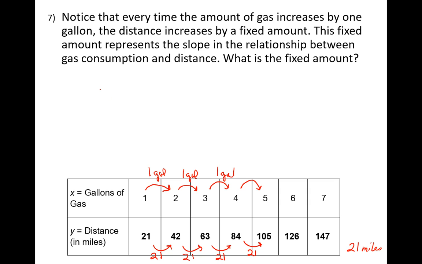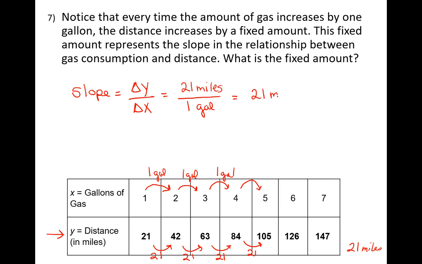One of the ways we usually write slope is that we say slope is the change in y over the change in x. That triangle means change. Well, the change in y each time was 21 miles. The change in x each time was 1 gallon. Or you can write that as 21 miles per gallon.